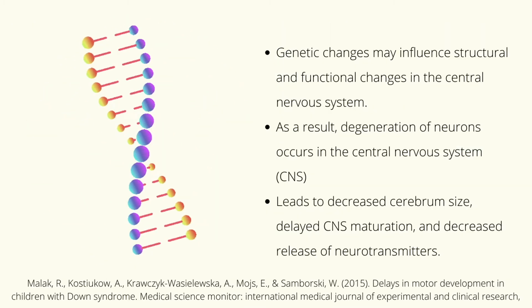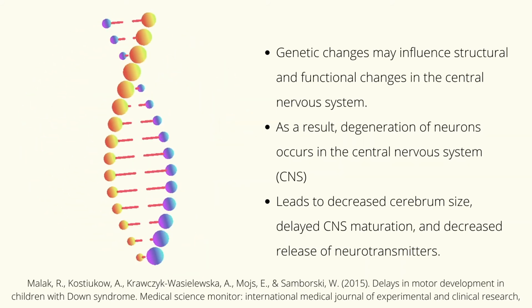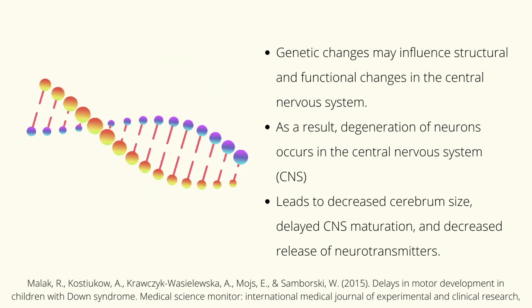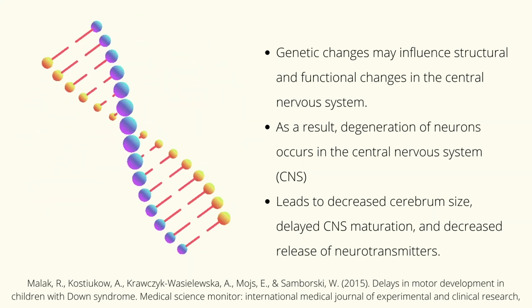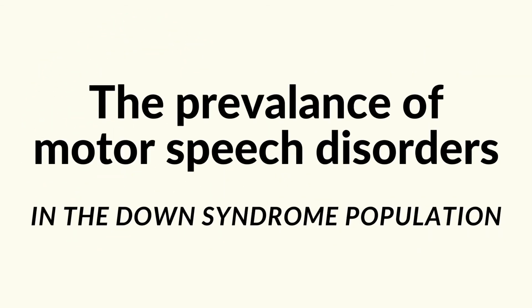Genetic changes may influence structural and functional changes of the central nervous system. As a result, degeneration of neurons can occur in the central nervous system, which leads to decreased cerebrum size, delayed CNS maturation, and decreased release of neurotransmitters.